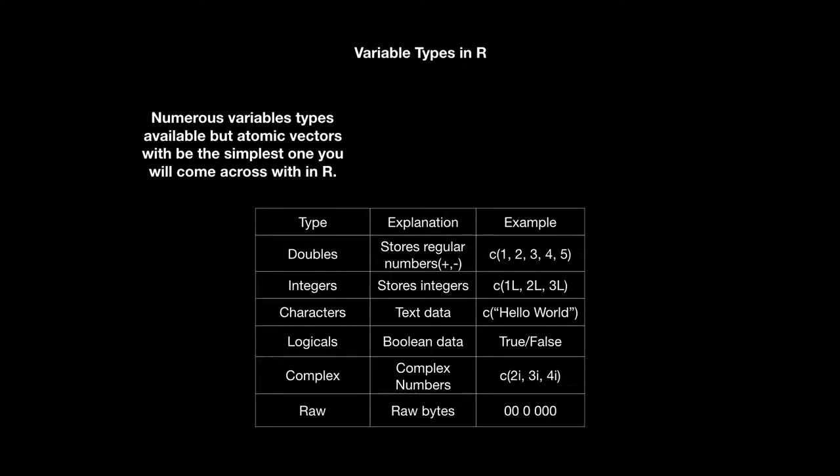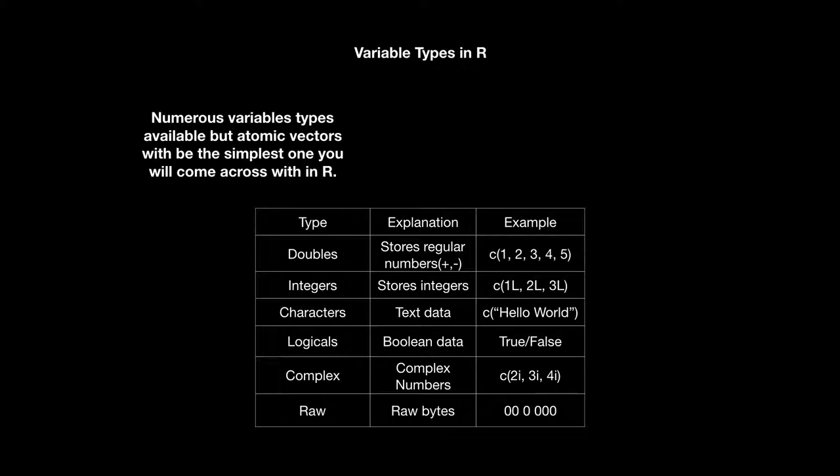Okay, so we are on 2.4, data types and R vectors. Variable types in R, there are numerous variable types available, but atomic vectors will be the simplest ones you will come across in R. So this is a table outlining different variable types that you'll be working with.